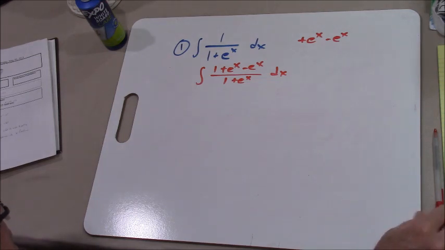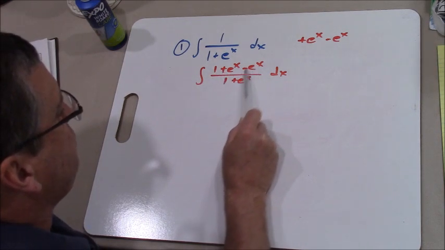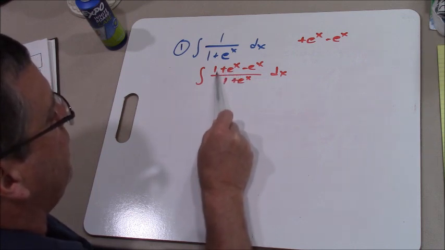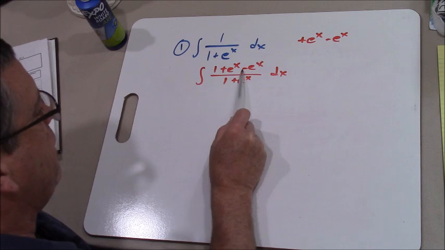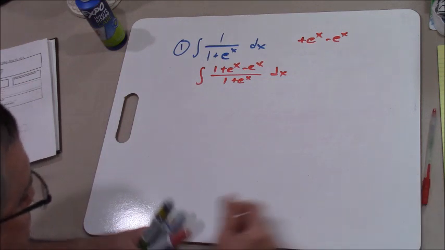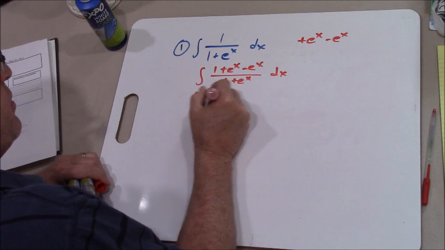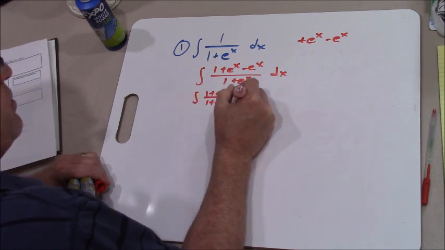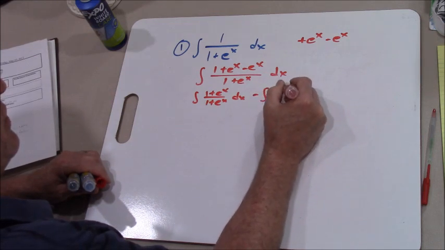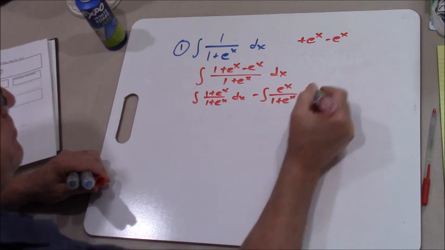All right, so I guess what I see here is if I was to divide this into two separate fractions, where I've got 1 plus e to the x over 1 plus e to the x, that whole thing would just equal 1. I could integrate that. And then minus e to the x over this denominator. And I feel like I could integrate that as well. So the integral of 1 plus e to the x over 1 plus e to the x dx minus the integral of e to the x over 1 plus e to the x dx.